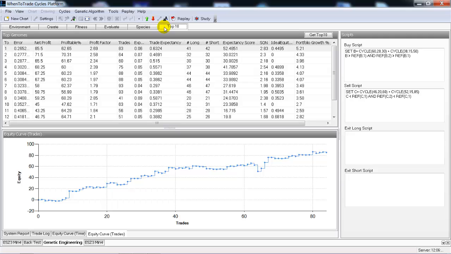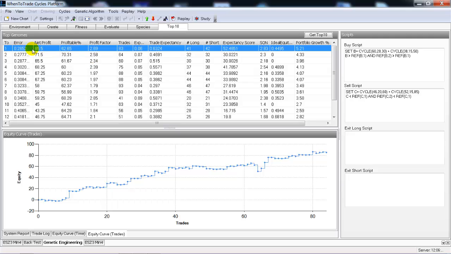The top 10 systems, which have been tweaked out, let's start with the first one, gave us a net profit of over 80 S&P futures points, profitability of over 60%, profit factor of 2.7, 80 trades, with similar long and short trades as we are trading cycles here. And a great system quality number of approximately 3, which gives us a simulated trade size of 5% equity growth.